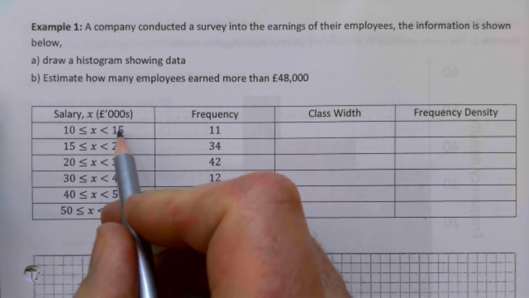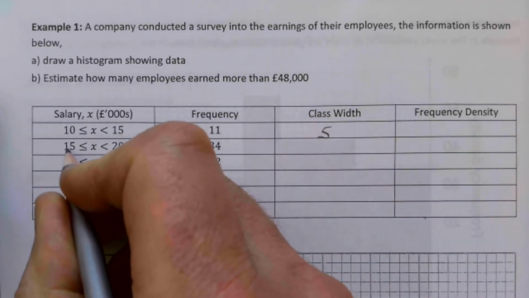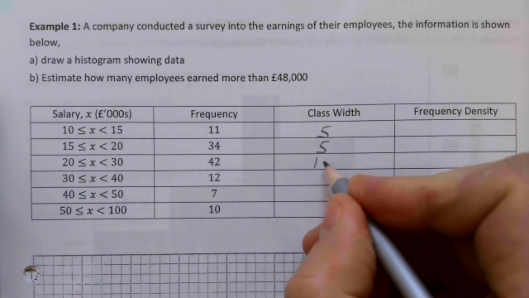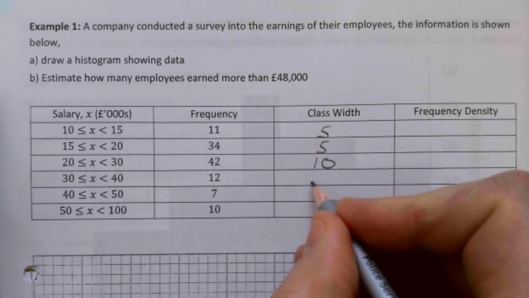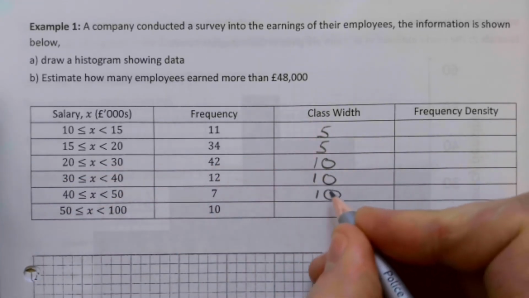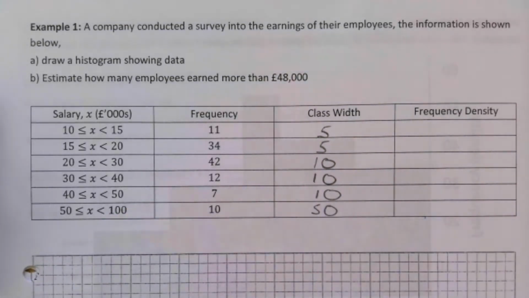So this one's going to be 15 take away 10. It's going to be 5. 15 to 20 is going to be 5. 20 to 30 is 10. 40 take away 30 is 10. 50 take away 40 is 10. And 100 take away 50, the size of that group is 50.